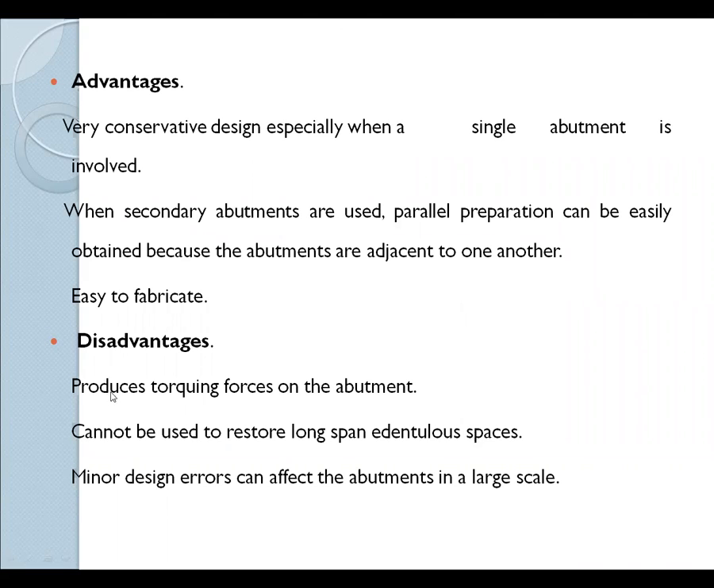And disadvantages: it produces torquing forces on the abutment, as there is only one side support. It cannot be used to restore long span edentulous spaces. So here, only one side support, that's why you can't give long span bridges. Also, minor design errors can affect the abutment on a large scale.